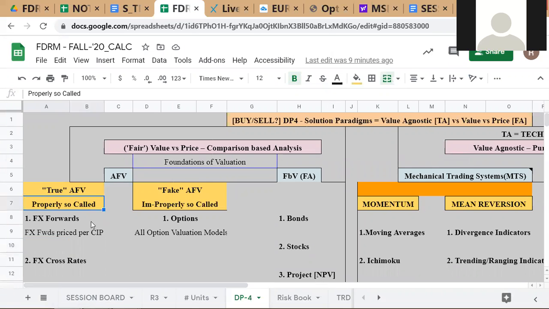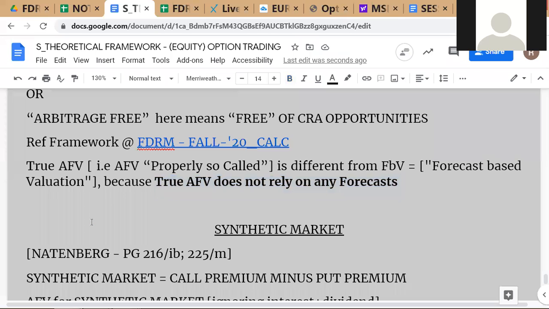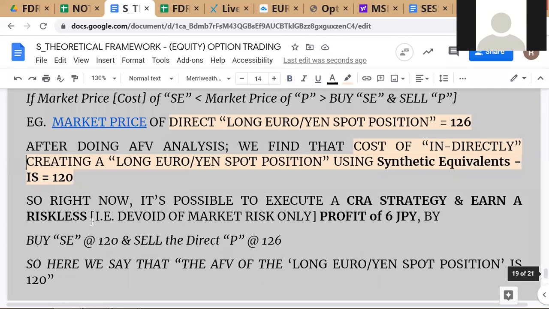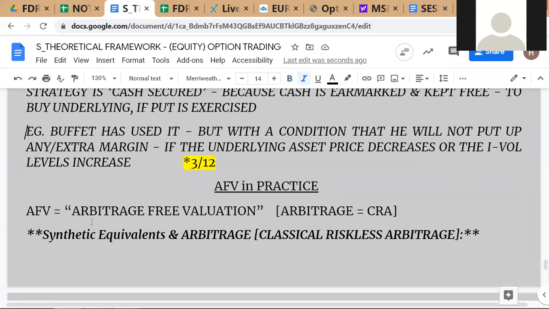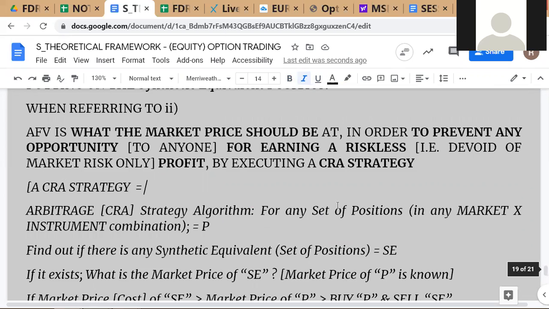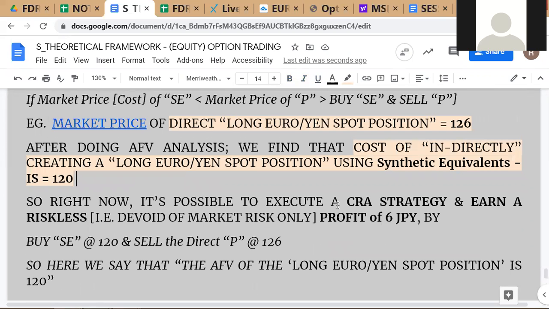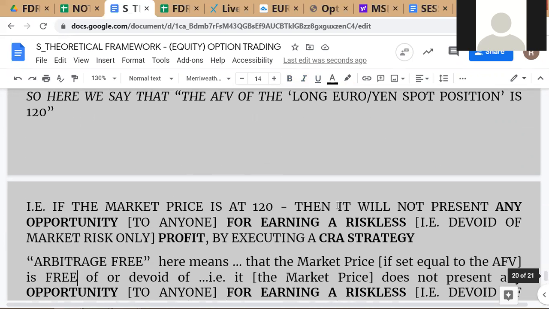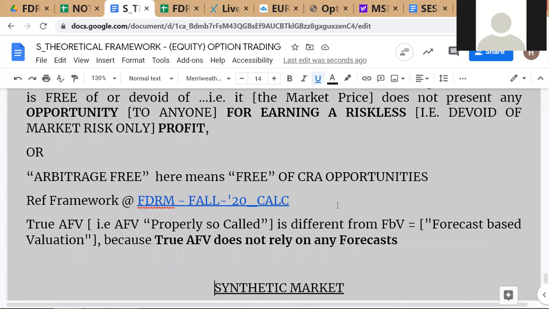Okay. So now we are going to look at some other examples also of true AFV. But since this module is called AFV in practice, the first example that we're going to look at is, so now we've understood what we mean by AFV. Let's try to understand AFV in practice.